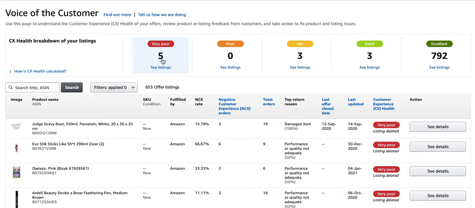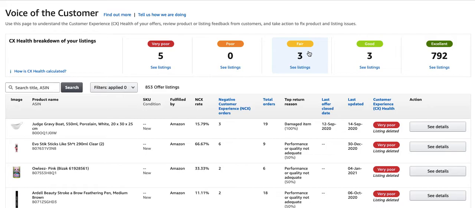But if it does go to very poor, then you either need to stop buying it, which is what I do, or you need to contact Amazon about it and sort this out if it wasn't your fault. That's what you need to do if it's very poor. Personally, if it goes to very poor, I just stop buying the item and that's it. If it's poor, I do the same.